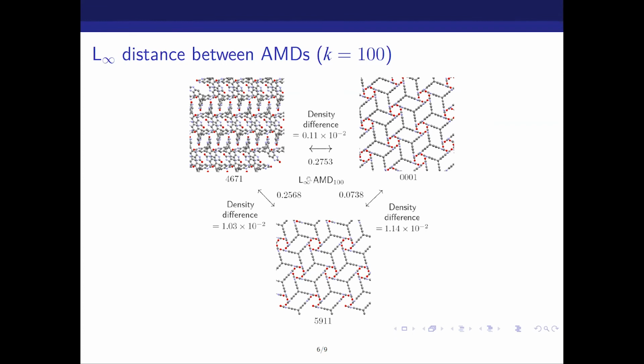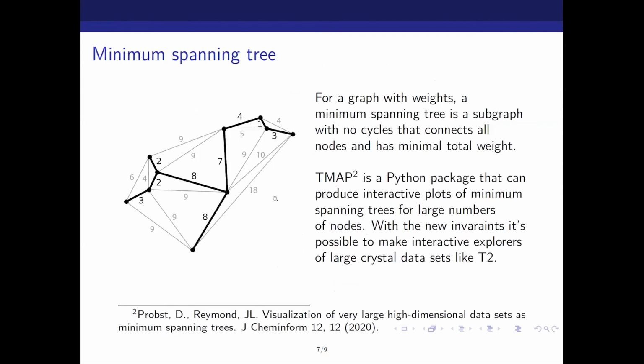But in comparison, the AMD comparison gives you a much more reasonable answer, if you like, in terms of what we care about, relatively speaking. But instead of looking at single examples, we want to see what it can tell us about the whole data set of T2, because it's fast enough to do so. That's pretty much its advantage. And we're going to do that using a minimum spanning tree.